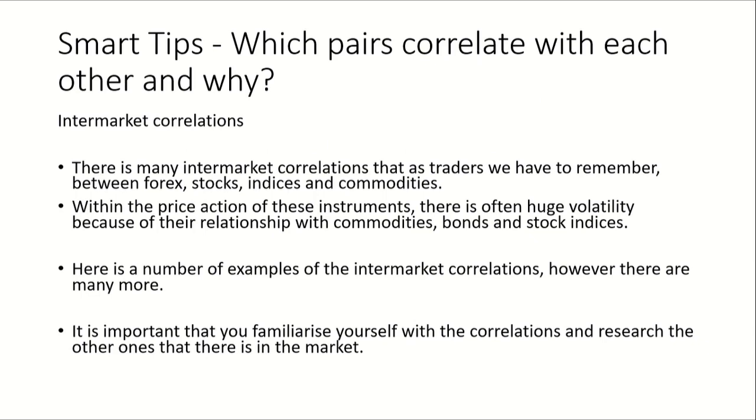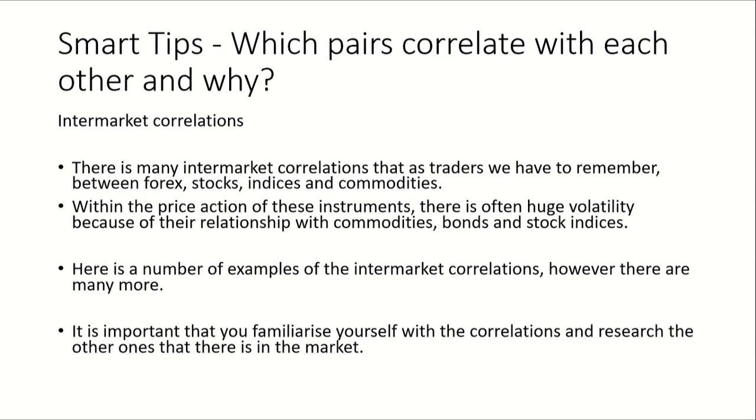There are many intermarket correlations as traders we have to remember between forex pairs such as the pound dollar or the euro dollar, stocks such as Apple or Amazon, indices such as the FTSE 100, which is the top companies within the UK, or even the Dow Jones, which is the top companies within the US, and also commodities such as gold or silver. As we know, gold heavily affects a lot of the pairs within the FX markets.